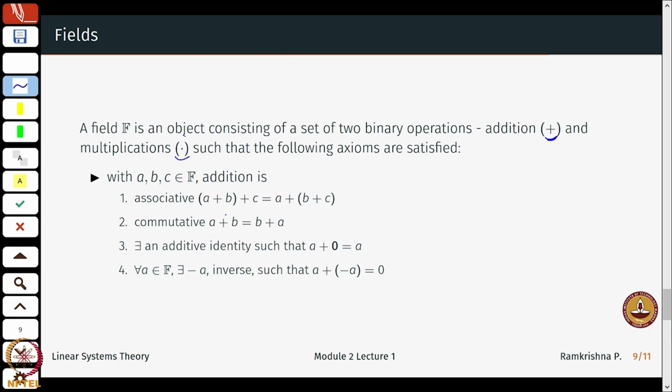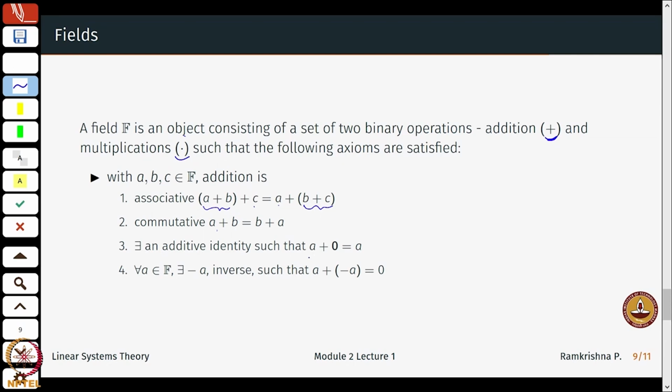For the associative property, you add up A plus B and then add C, which is the same as first adding up B and C and adding A to it. Commutative: A plus B is equal to B plus A. It might sound trivial, but there are some interesting things that will go on over here.